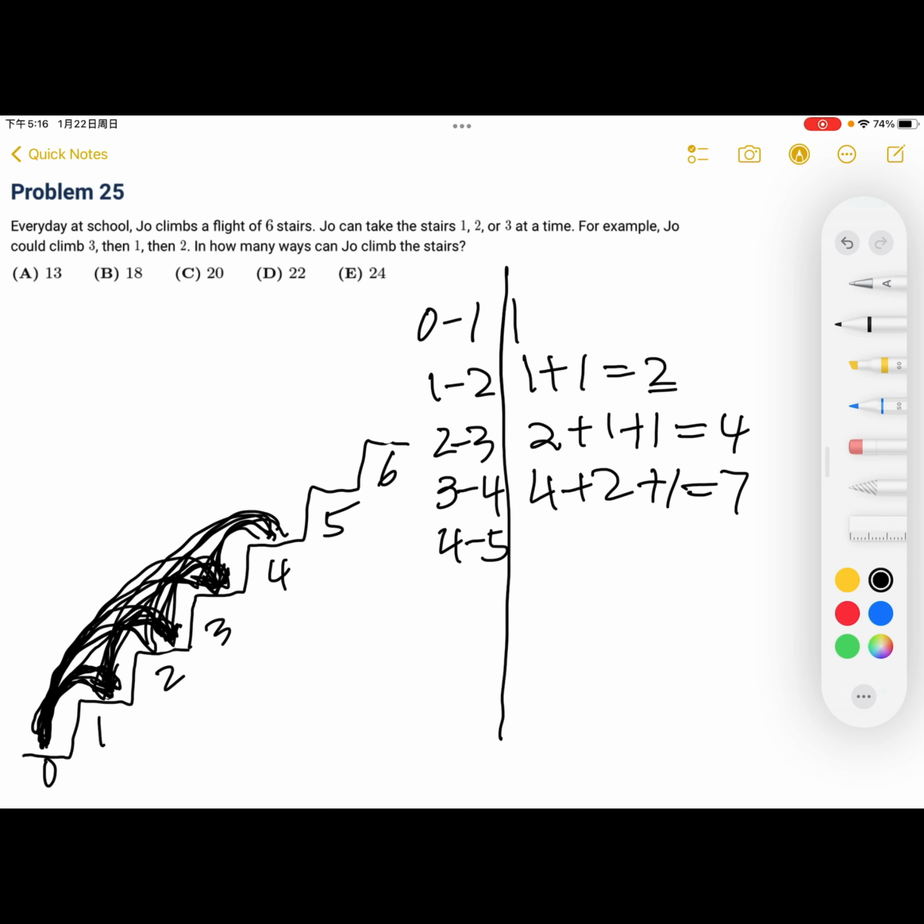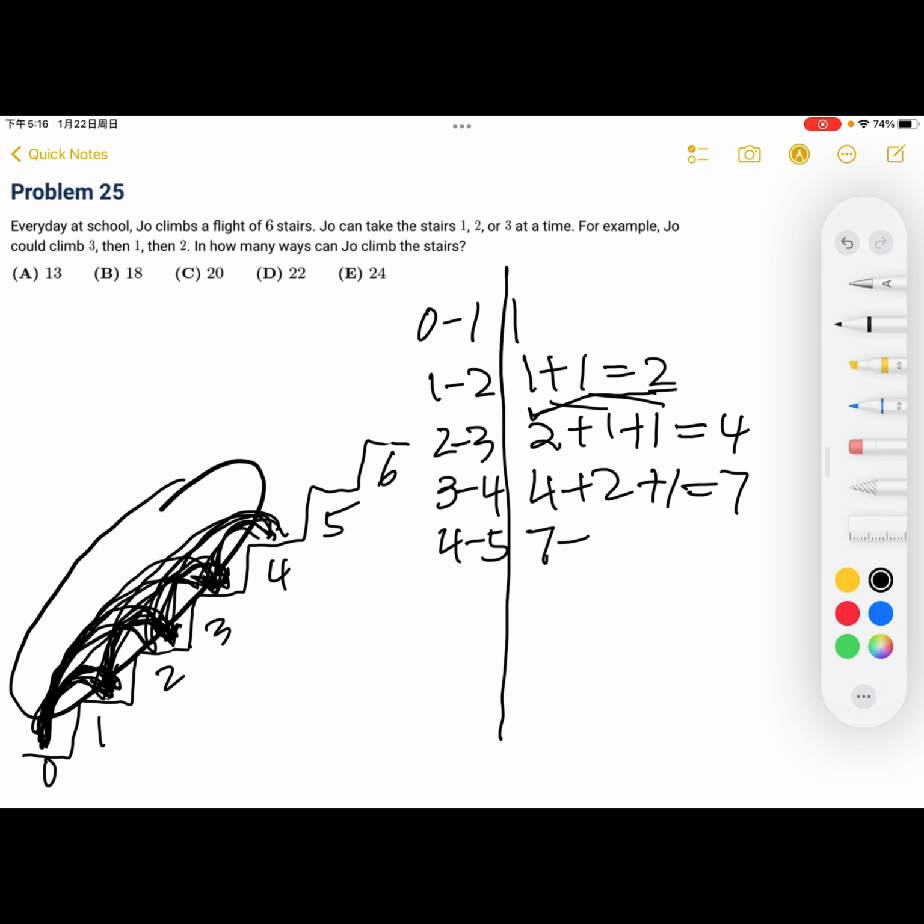You take the previous number, plug it in at the front, and then take the 2 numbers before it and add it together. 4, and then take 2 from before, and then take the 1 from before, so add all together, it equals 7. So now, not having to do all this big junk over here, we can just use our small trick. 7 plus 4 plus 2 is equal to 13.